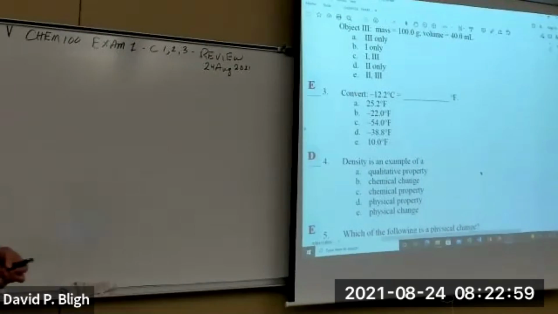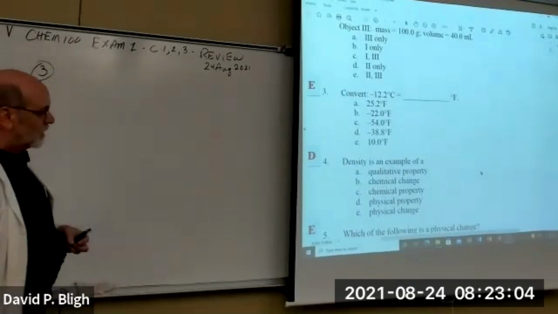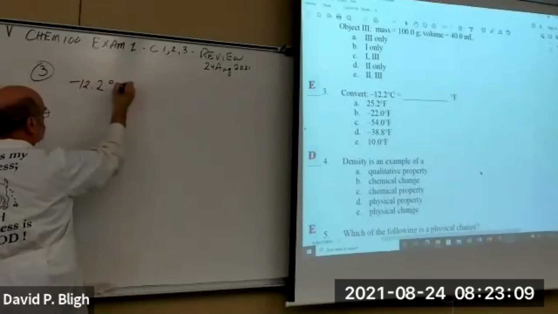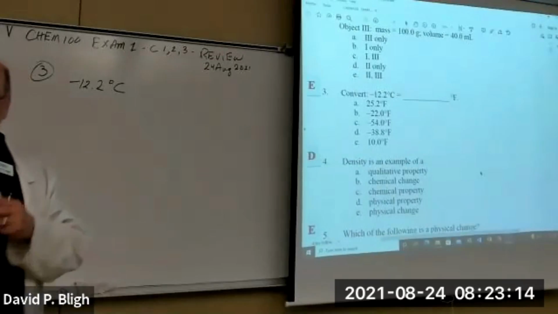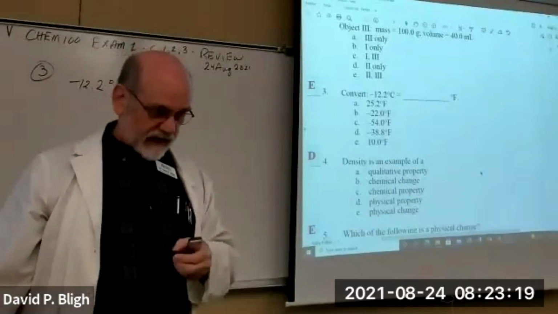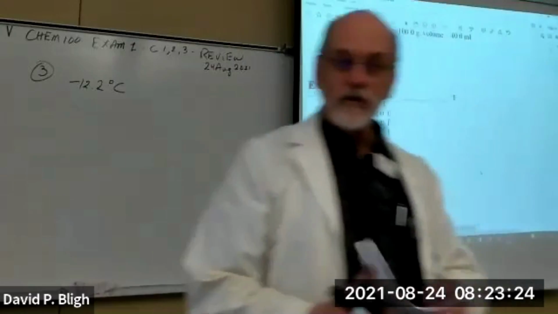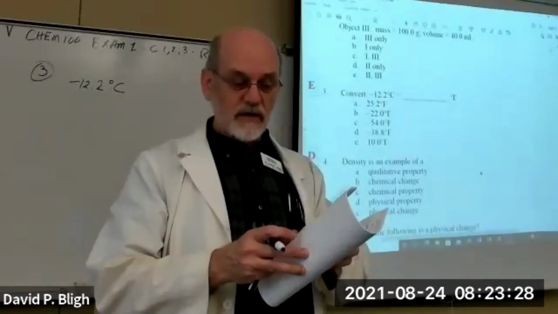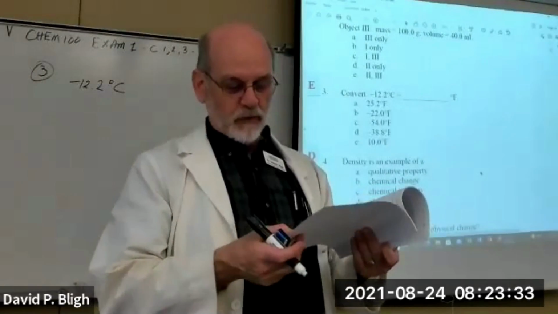So 3 is just a simple conversion of temperature. We're starting off with minus 12.2 degrees Celsius, and we want to go to Fahrenheit. So you need to know the conversion formula for temperatures. And that information is in the back of your review document, which means if you're here in person, it'll be in the last pages of the paper exam. Let's see, there's the formula.